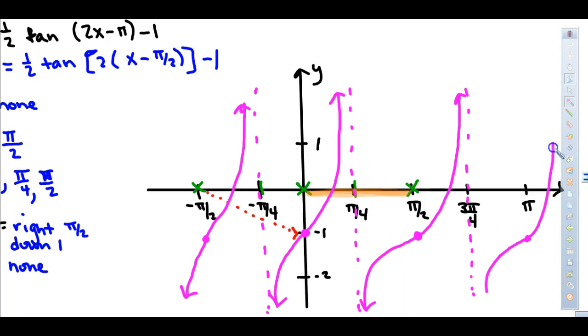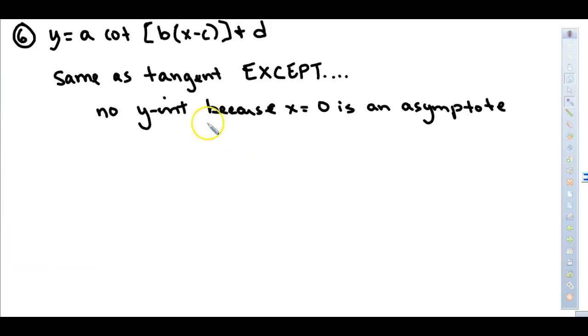Alrighty. Now, cotangent, same as tangent, except we're not going to have a y-intercept because x equals 0 is going to be an asymptote. I'll show you what I'm talking about.